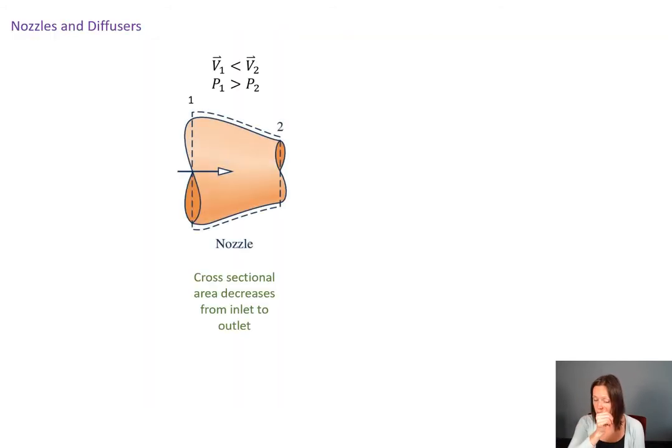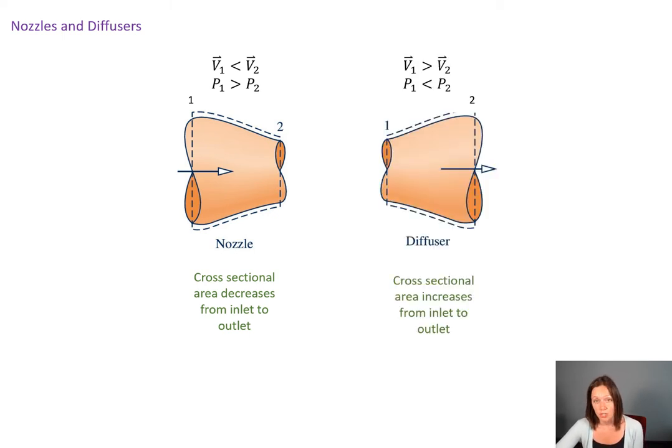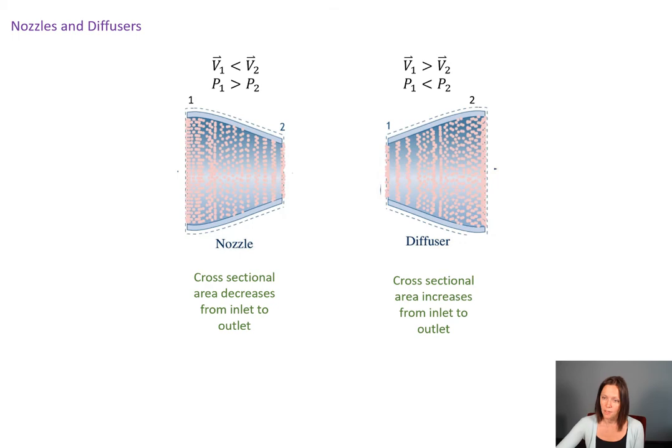So here's a nozzle, and what you can see is the cross-sectional area is decreasing from the inlet to the outlet. And you see that a nozzle, as you might guess, speeds up flow. So you're familiar with a garden hose nozzle. It speeds up the flow. A diffuser does just the opposite. So the cross-sectional area increases from the inlet to the outlet and the velocity slows down.